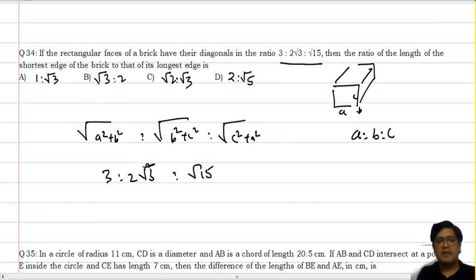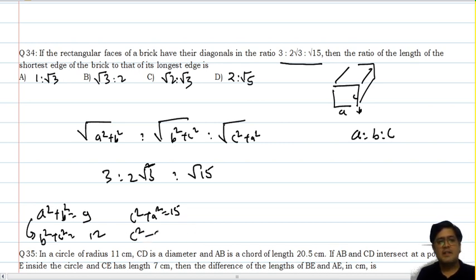Before I proceed any further, I prefer performing squares here. I will have A² + B² as 9, B² + C² as 4 into 3, 12, and C² + A² as 15. Now I can find A, B, C. The safest way forward is to add all three, you will have twice of A² + B² + C², and subtract further. Or I can subtract these two.